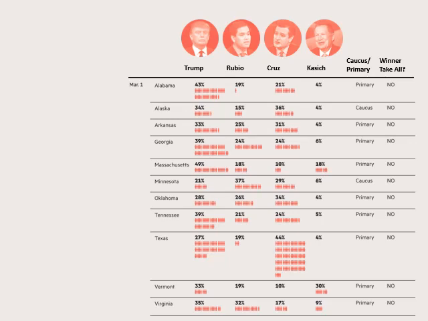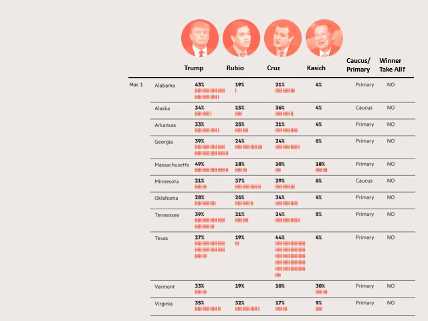In Massachusetts, Trump won by 49%, Rubio by 18%, Cruz by 10%, and Kasich by 18%, and the delegates were awarded proportionally. In Minnesota, Trump got 21% of the vote, Rubio 37%, Cruz 29%, Kasich 6%. The delegates were awarded proportionally. In Oklahoma, Trump took 28%, Rubio 26%, Cruz 34%, and Kasich 4%, and the delegates were awarded proportionally.